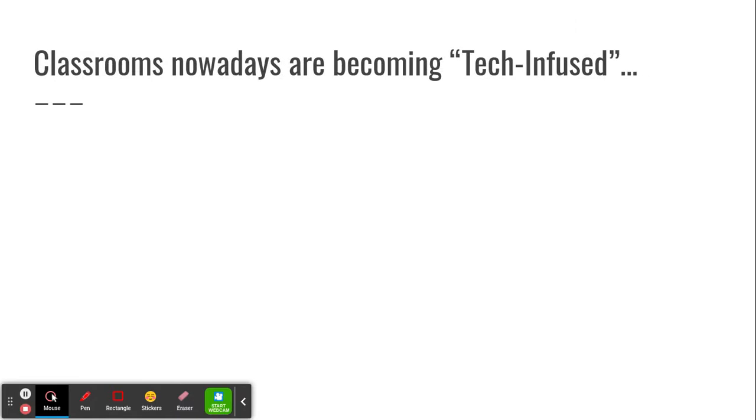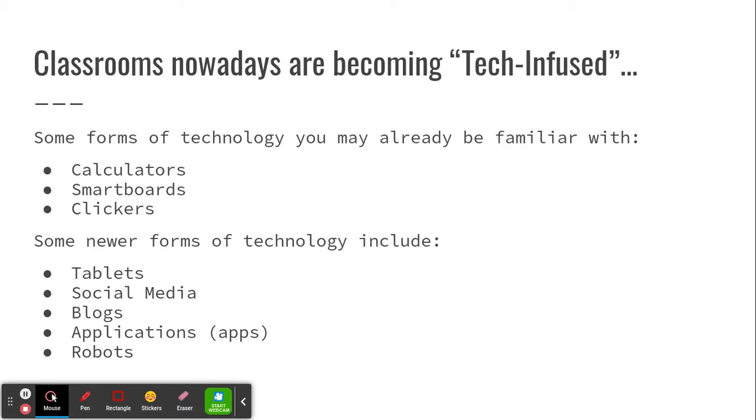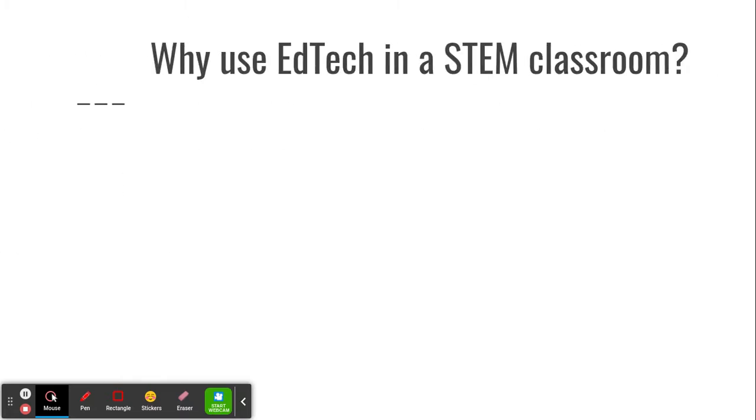Classrooms nowadays are becoming a little bit more tech-infused. Some forms of technology you may already be familiar with are calculators, smartboards, and clickers. Some newer forms of technology may include tablets, social media, blogs, apps on your phone, and even robots.